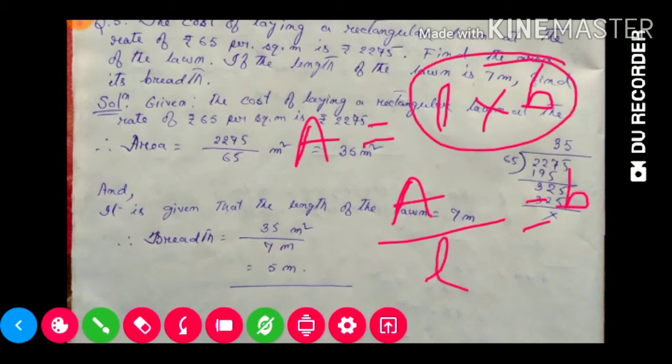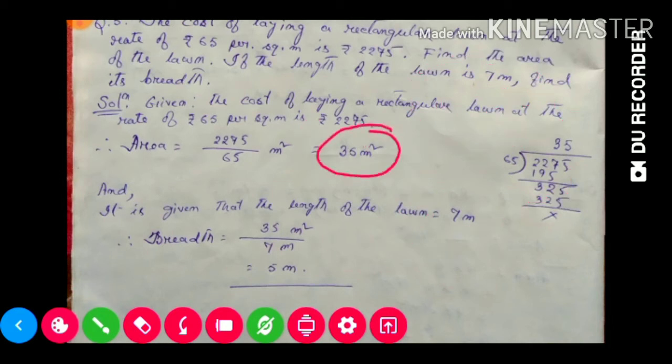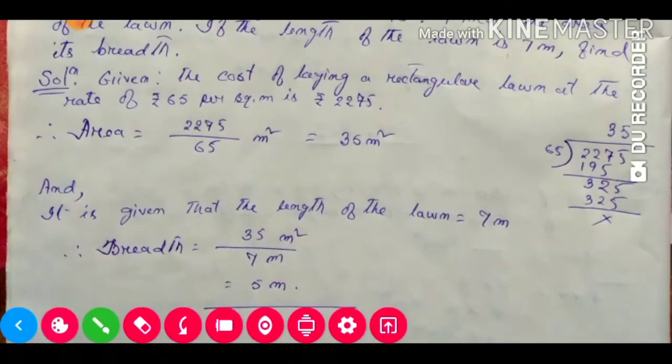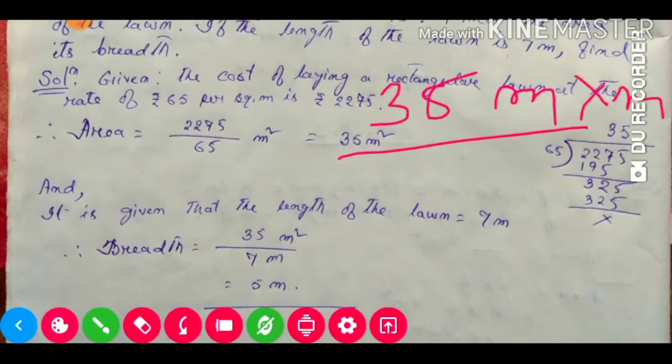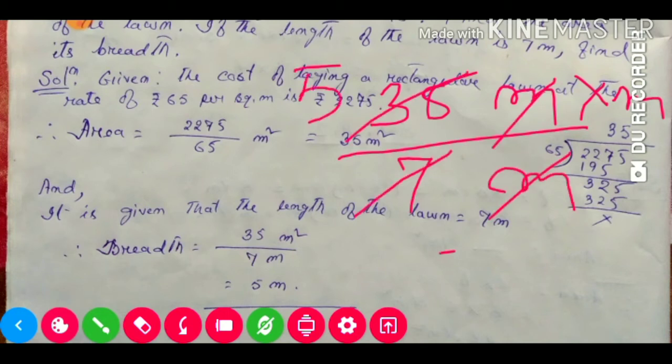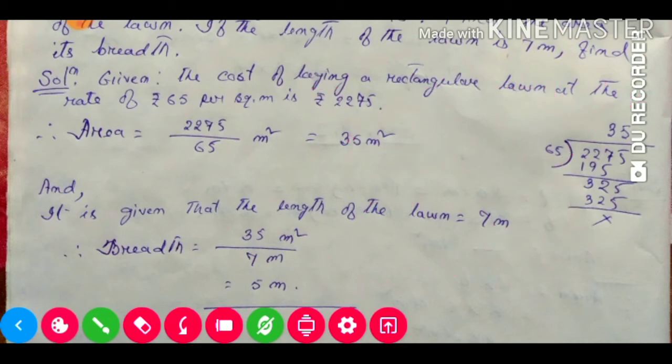Whenever this is shifting to this side, the multiplication on the left hand side becomes division, the opposite. So it will be area divided by length. The area we got here is 35 meters square, and the length is already given, it is 7 meter. So see, 35 meters square, that means meter into meter, divided by 7 meter. So meter will be cancelled. 7 into 5, 35, that means 5 meters. So we got the breadth of this rectangle equal to 5 meter.